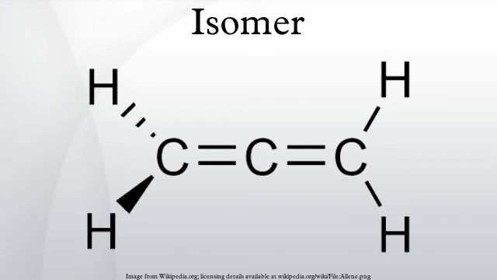Example, propanols and methoxyethane. A simple example of isomerism is given by propanol. It has the formula C3H8O and occurs as two isomers, propan-1-ol and propan-2-ol. Note that the position of the oxygen atom differs between the two. It is attached to an end carbon in the first isomer, and to the center carbon in the second.